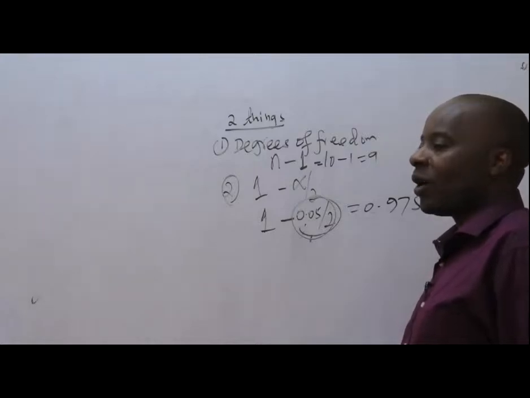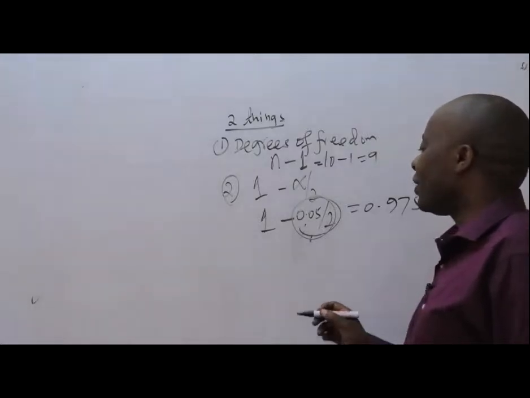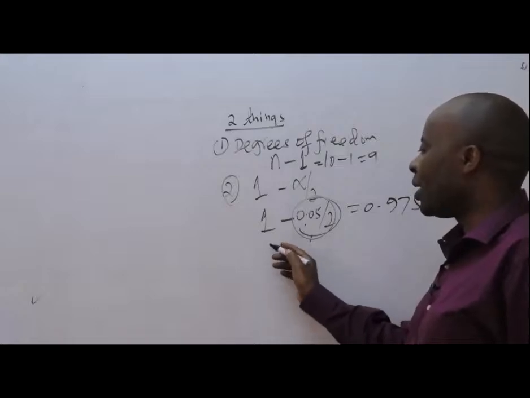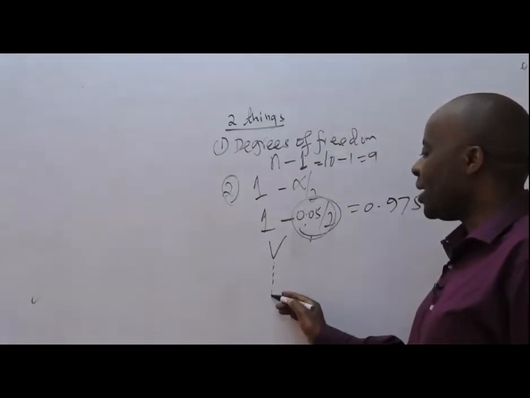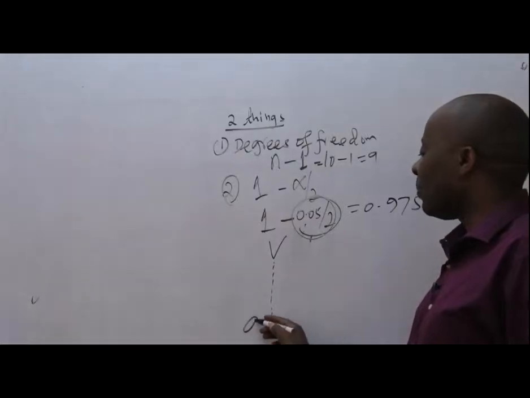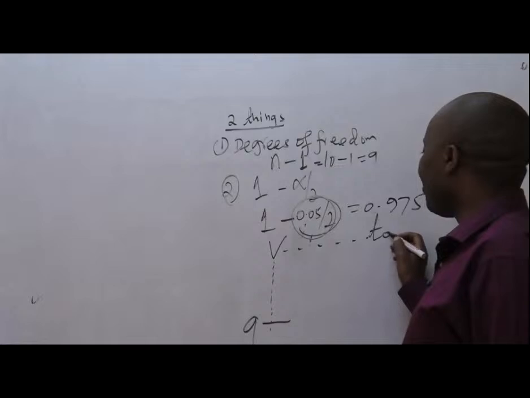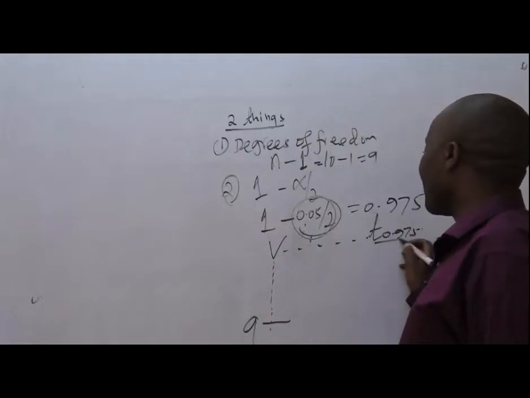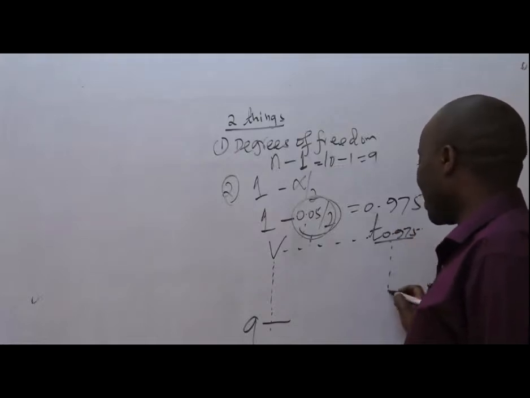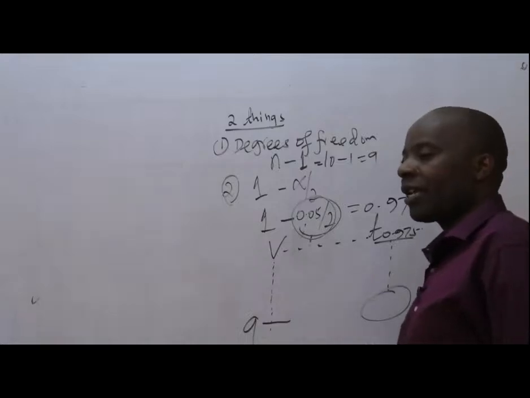Once I have that 0.975, I'll go to my T tables. On my T tables, I have V. So V, I'll go all the way up to 9. And then I have this column here that has T.975. You walk down with it, and I'm able to read this figure here.